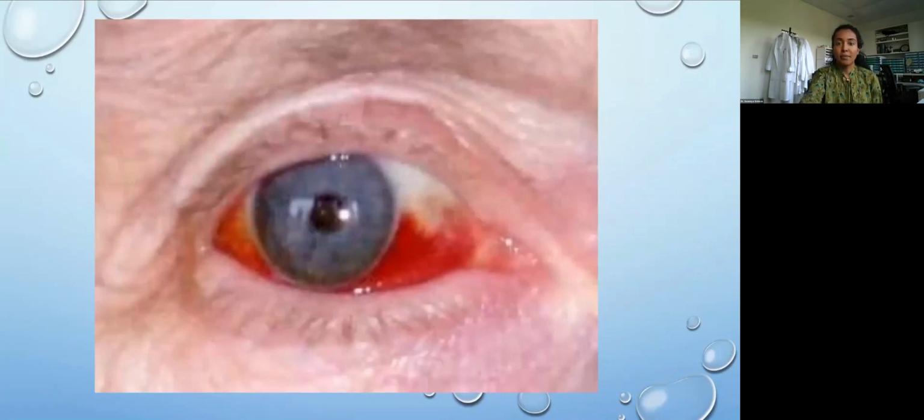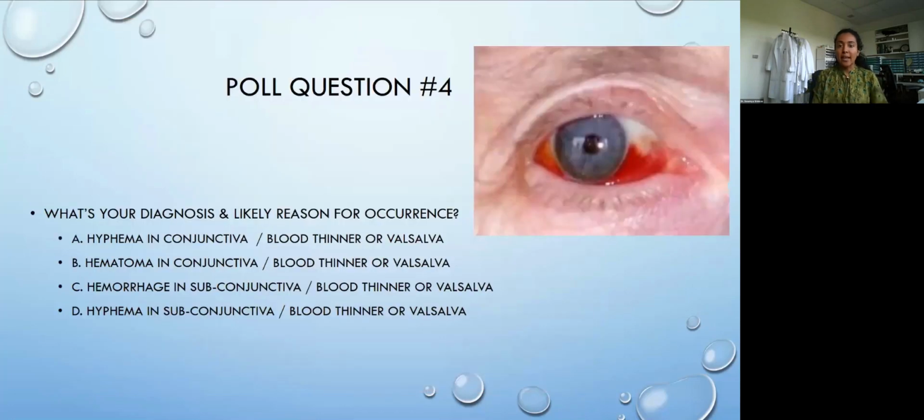All right, so look at this picture. And that brings us to the next polling question, which is, what is your diagnosis for this patient? And why do you think this may have happened? Is it A, hyphema in the conjunctiva, and because the patient is on a blood thinner or Valsalva? Or B, hematoma in the conjunctiva, because of blood thinner or Valsalva? Is it C, hemorrhage in the subconjunctiva because of blood thinners or Valsalva? Or D, a hyphema in the subconjunctiva because of blood thinners or Valsalva?